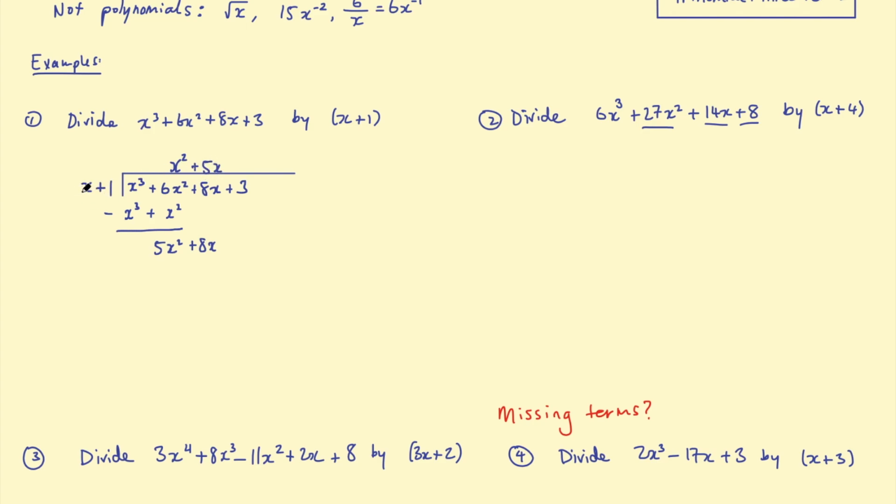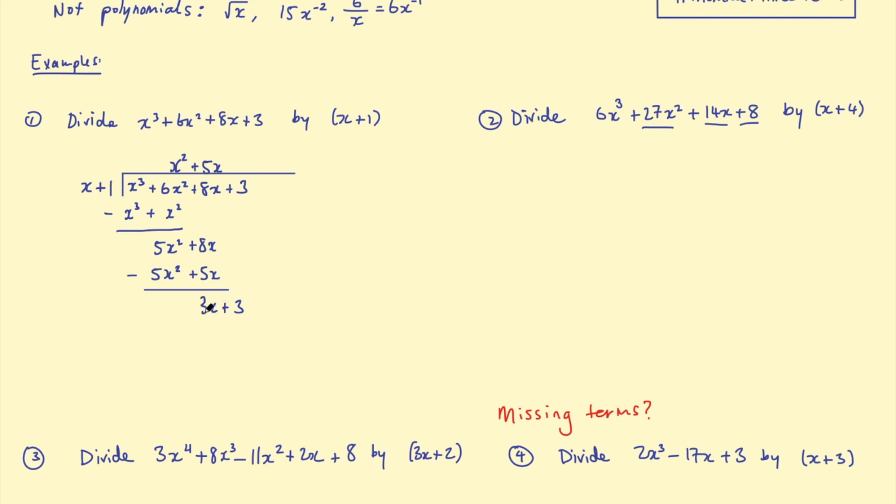So 5x times x plus 1. And this is going to go underneath the product we just got before. So 5x times x plus 1 is 5x squared plus 5x. Subtract these. 5x squared take 5x squared is 0, so we don't have to write anything again there. 8x take 5x is 3x, and then carry the next term in the dividend down, plus 3.